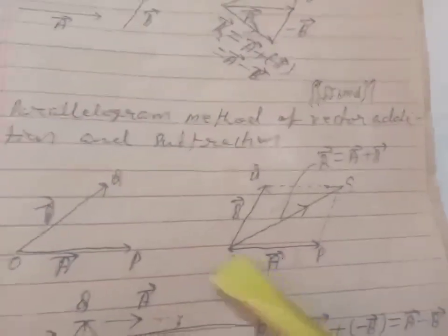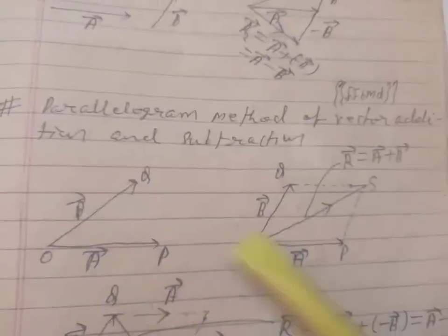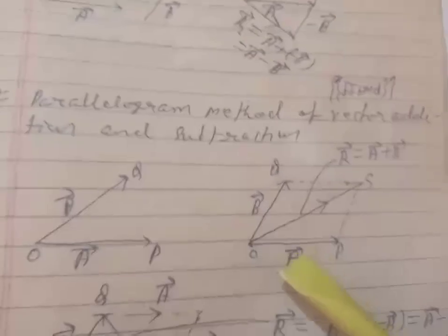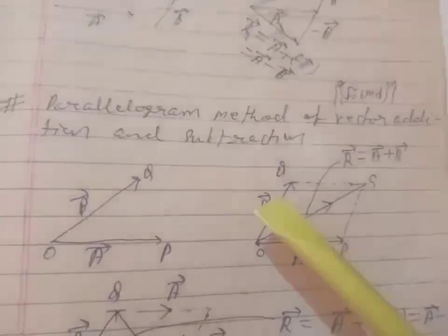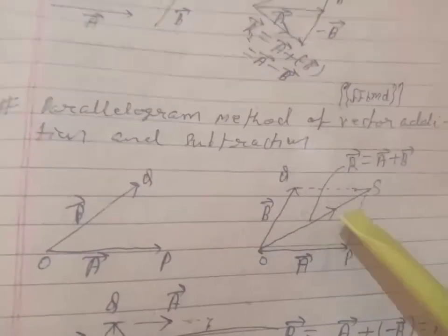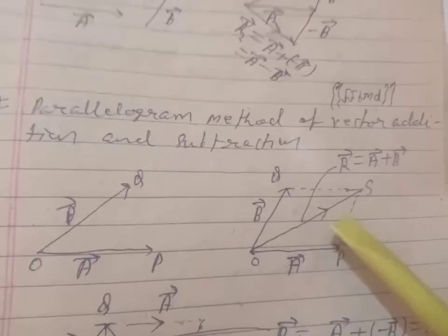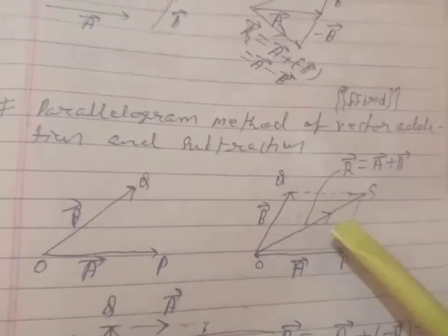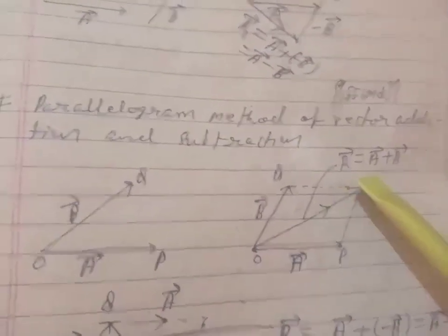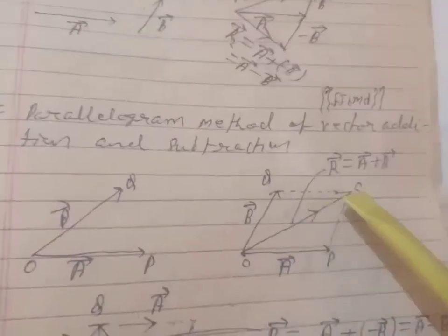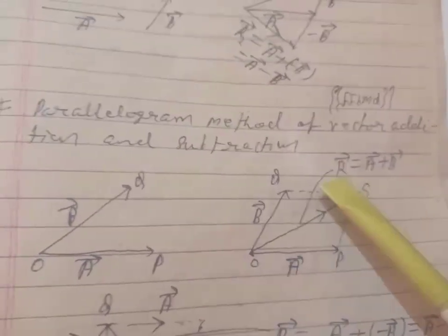For example, here we have drawn a parallelogram, so this represents A vector, and if we draw a parallel line here, this will be equal to B vector. So A vector plus B vector equals this line, and this line represents the resultant OS vector, which is equal to R vector equals A plus B.